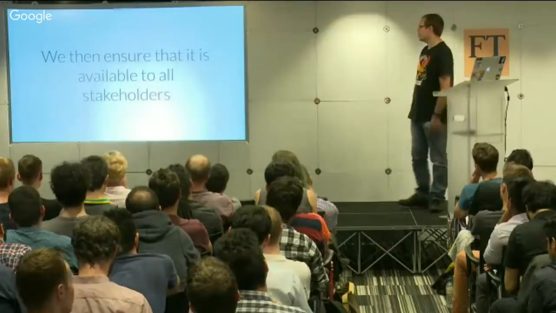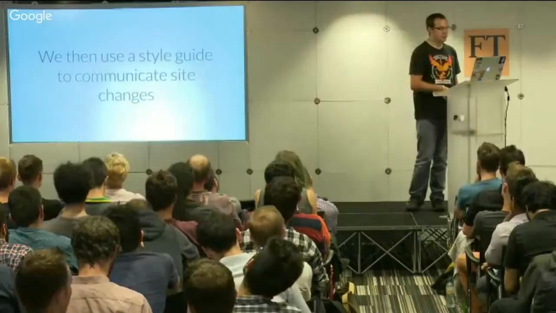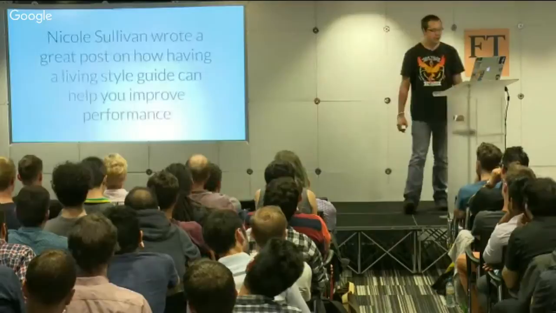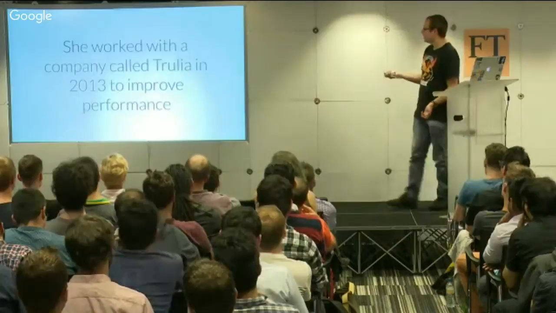We then use a style guide to communicate site changes. These changes might be anything from font sizes right up to creating new components. And obviously it's those new components that can have a big impact on our performance budget. Nicole Sullivan wrote a great post on how having a living style guide can help improve performance. She worked with a company called, I have no idea how to pronounce this, Trulia? Yeah, Trulia, in 2013, to improve performance.